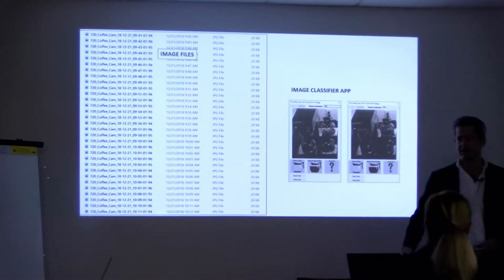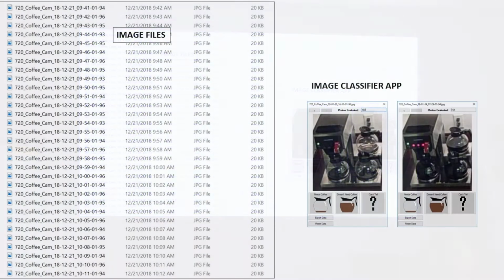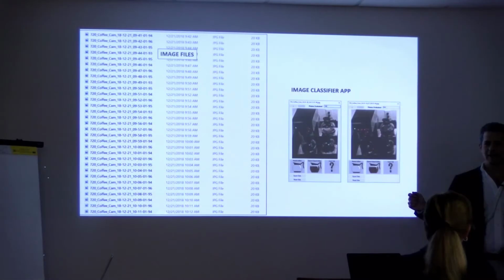So we built a little thing where you would see random images and you would just click if it represents needs coffee, doesn't need coffee, or we're not sure, right? Can anyone guess, anyone who wasn't involved in this project, how many pictures we had to classify before the system was smart enough to make a prediction?